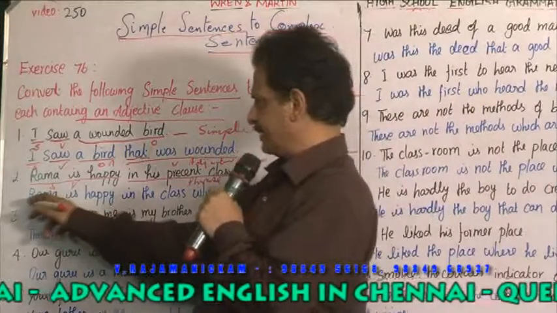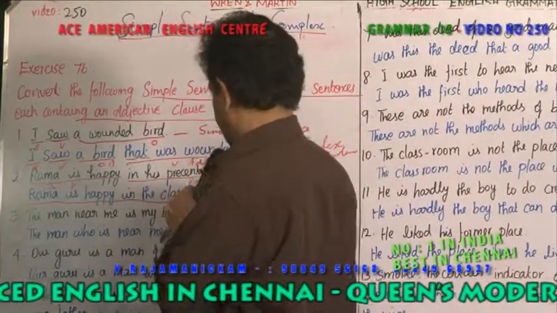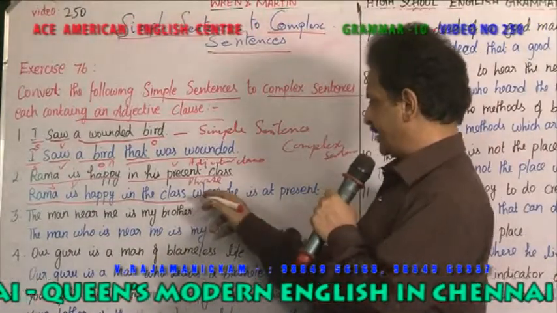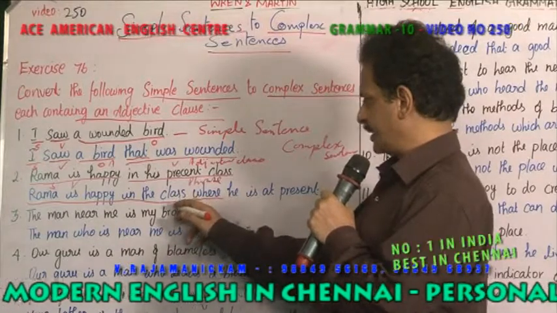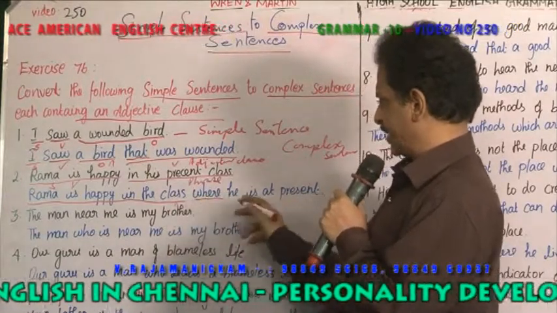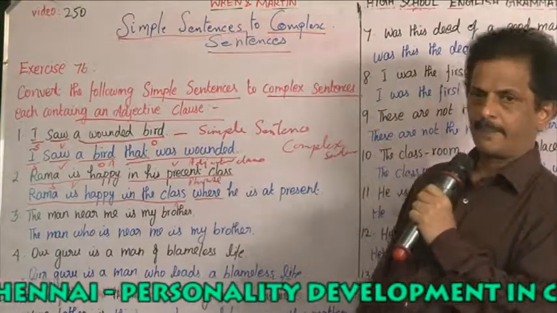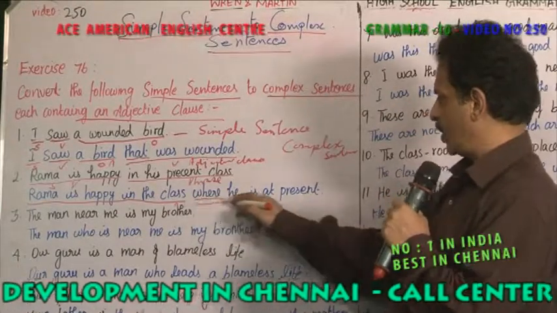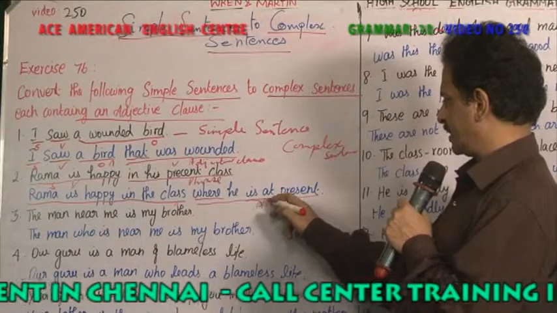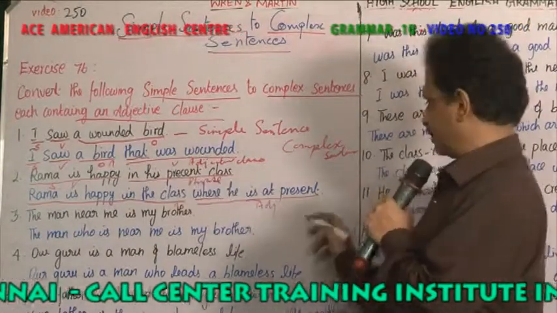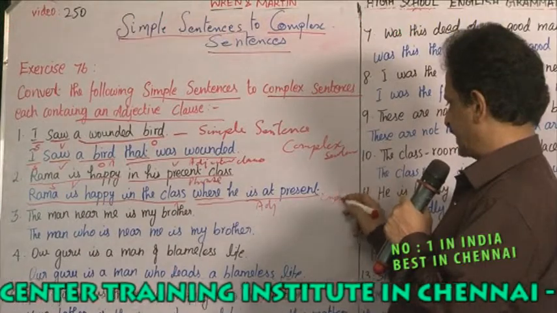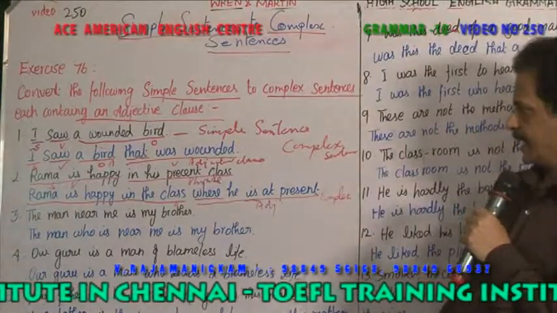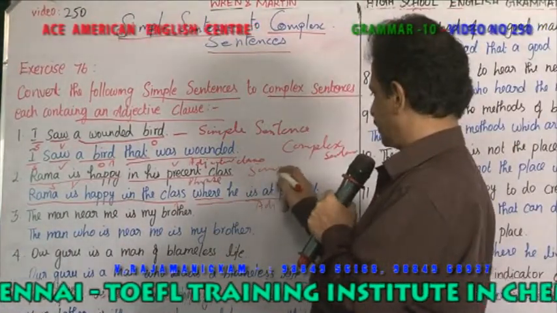So, Rama is happy in the class is the main sentence. Now, where is he at present? This "where" stands for what? The noun, class. So, where he is at present: this "where" stands for the class, with the verb is. So, this is an adjective clause. This entire thing becomes an adjective clause describing the class. So, this becomes a complex sentence, right? Where he is at present depends upon the sentence Rama is happy in the class. So, the simple sentence is converted to a complex sentence.